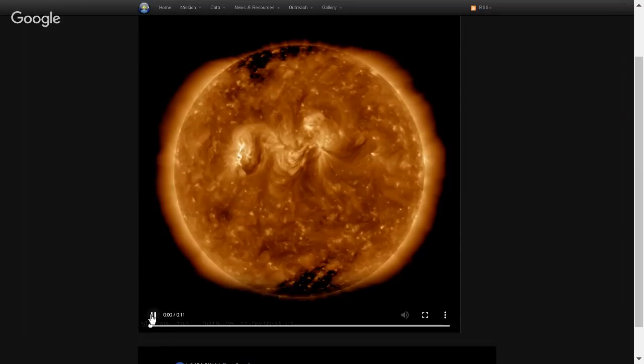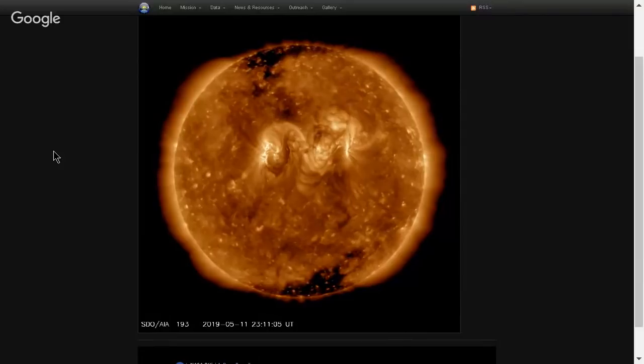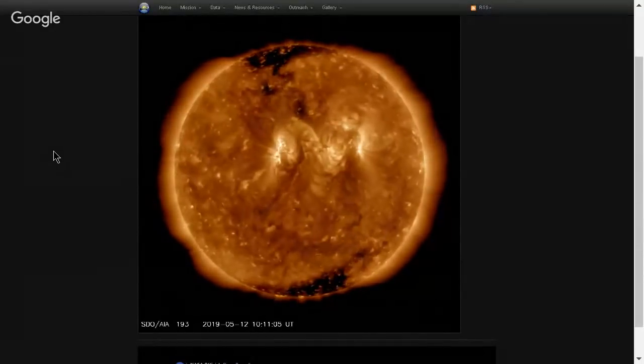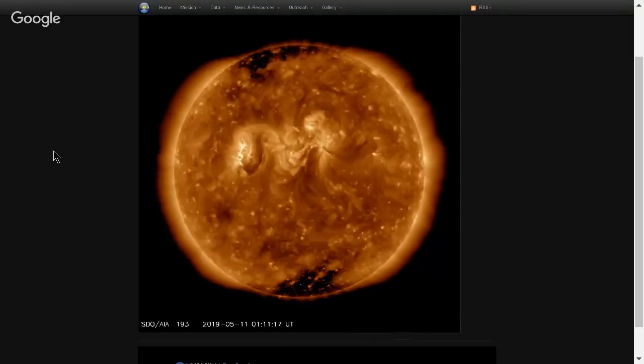We're looking at the last 48 hours of solar activity here at 193 angstroms. We're going to give about 2 minutes of lead time, and I will be right back. That's less than 2 minutes now, folks. The countdown is already on.